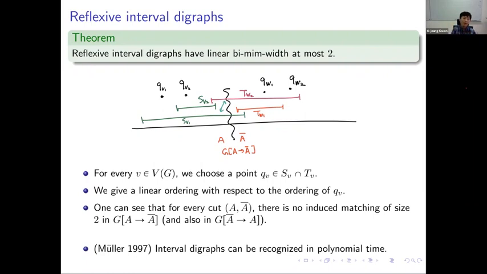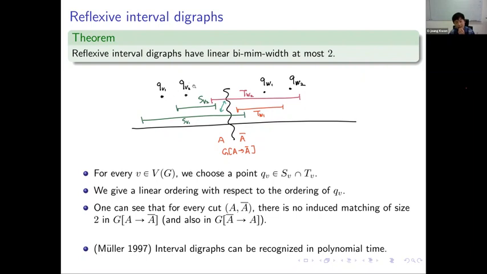When you look at any cut in the middle, one can see, as in the figure, that there is no induced matching of size 2 in G[A to A bar]. Suppose here is some example: for instance, suppose there is an induced matching like v1, w1, and v2, w2.